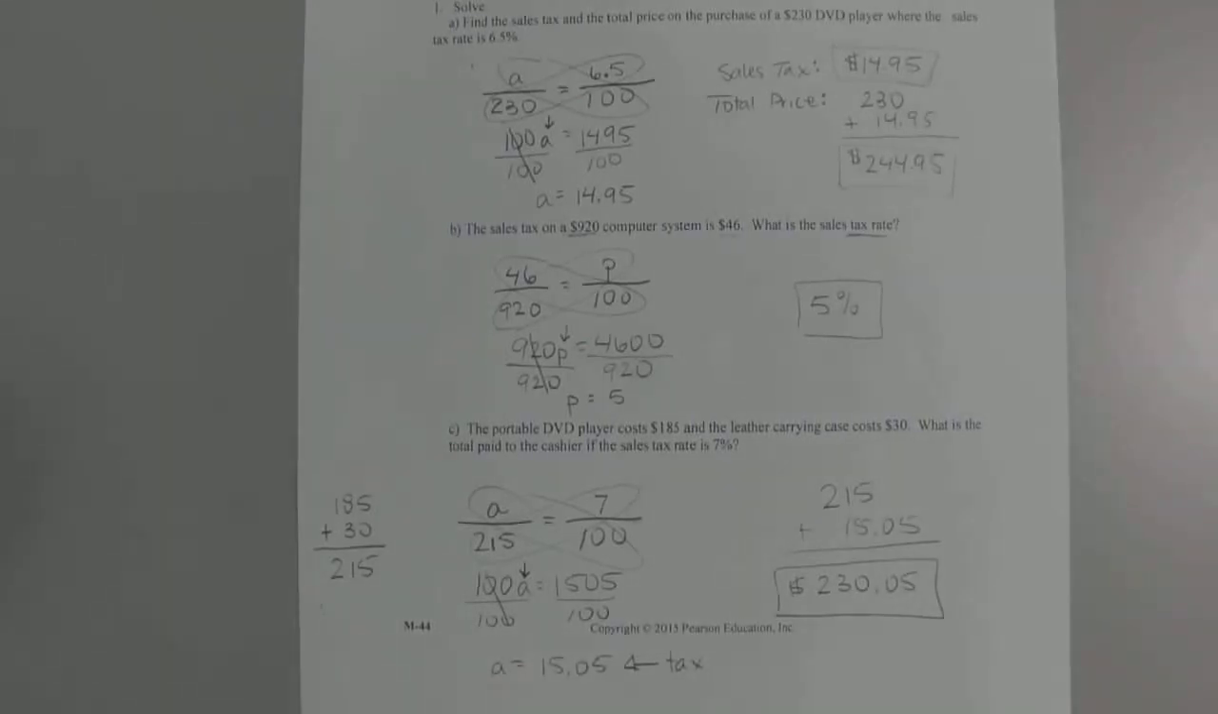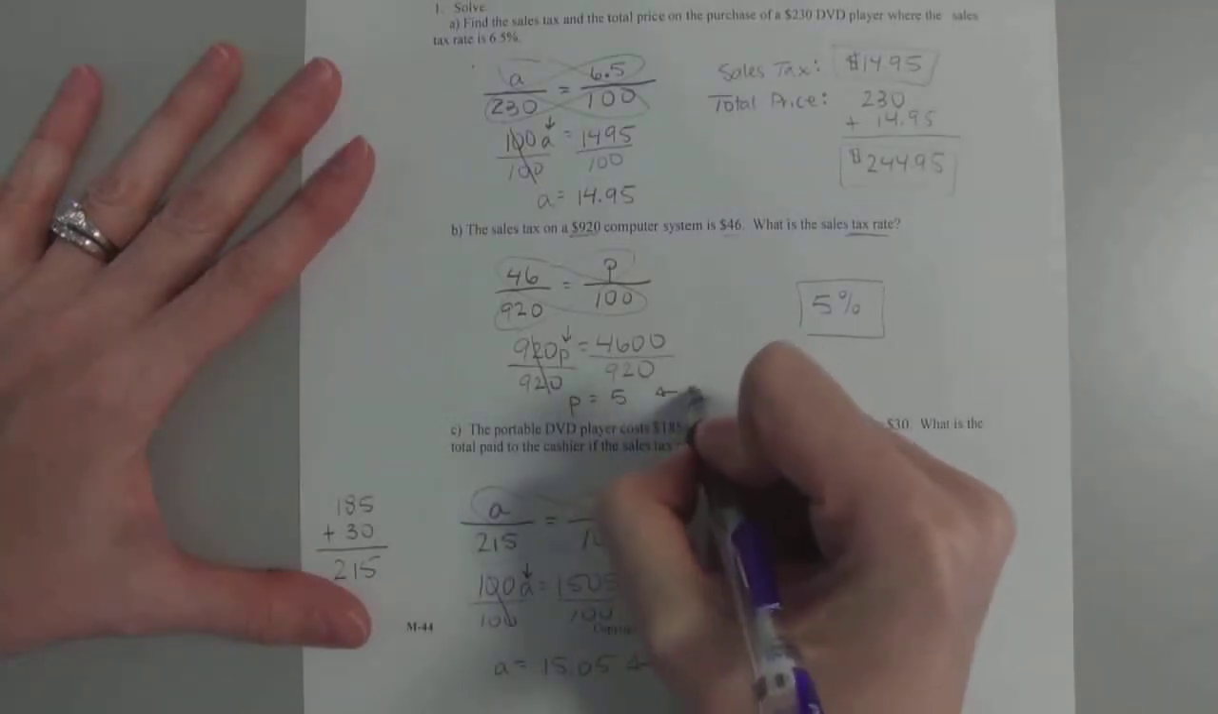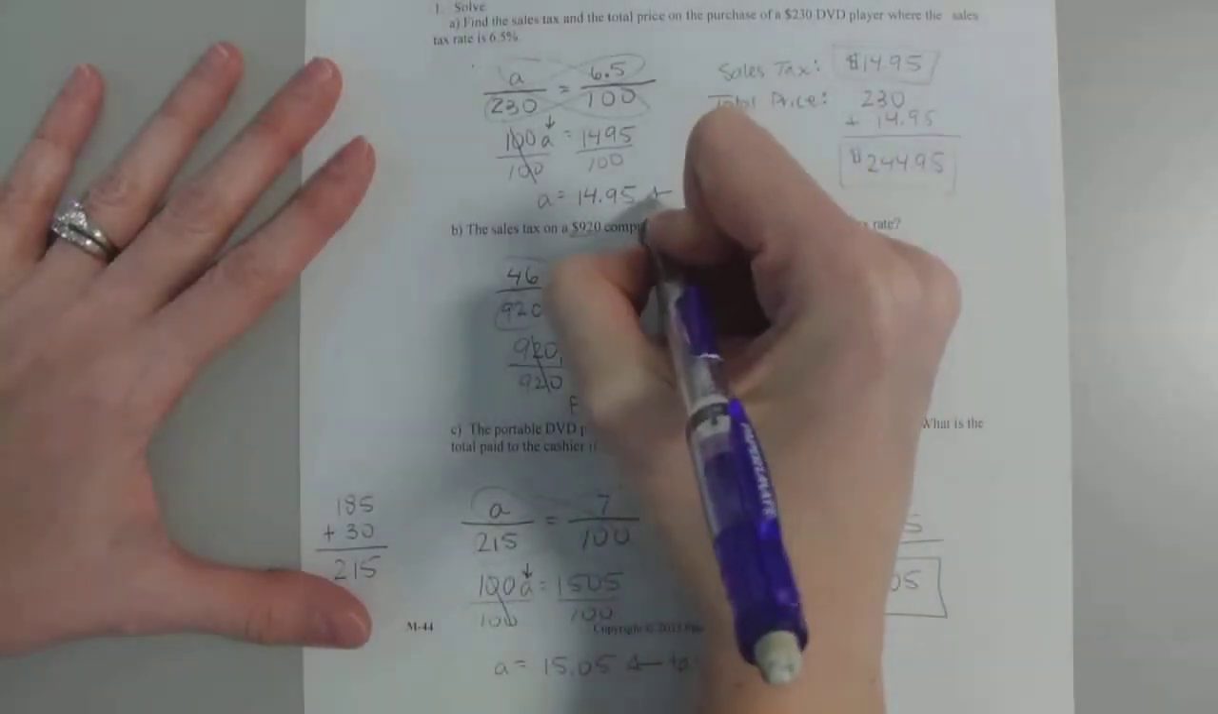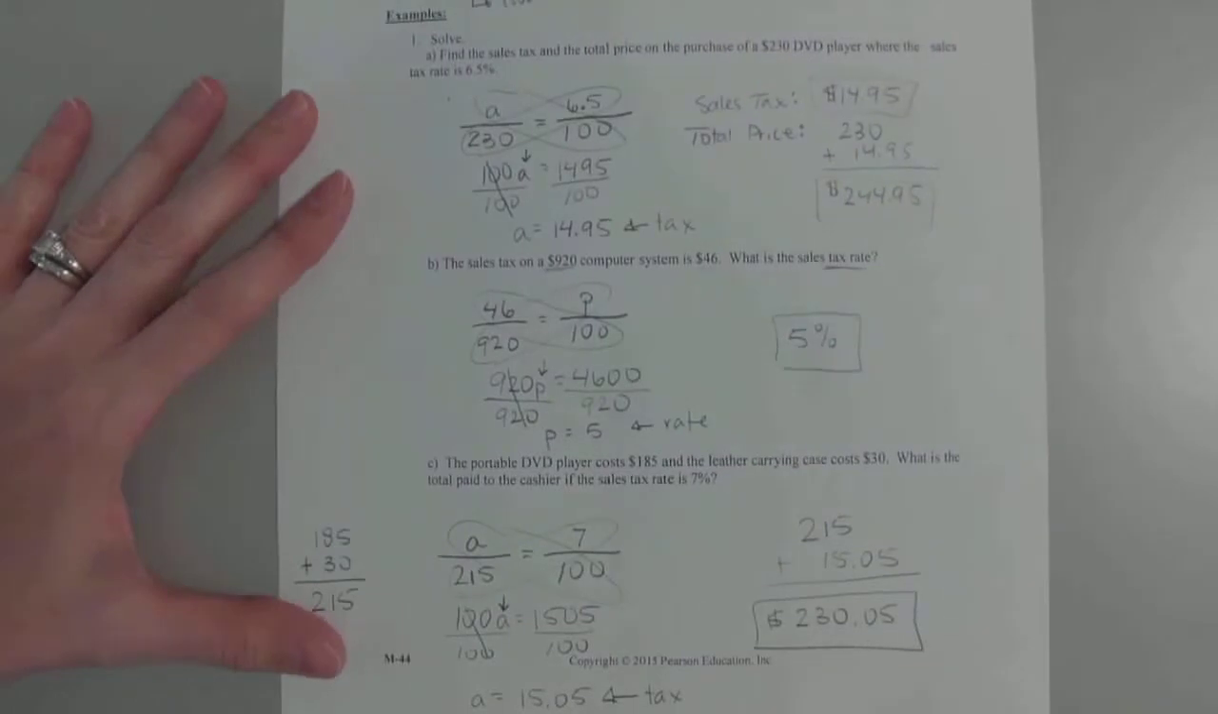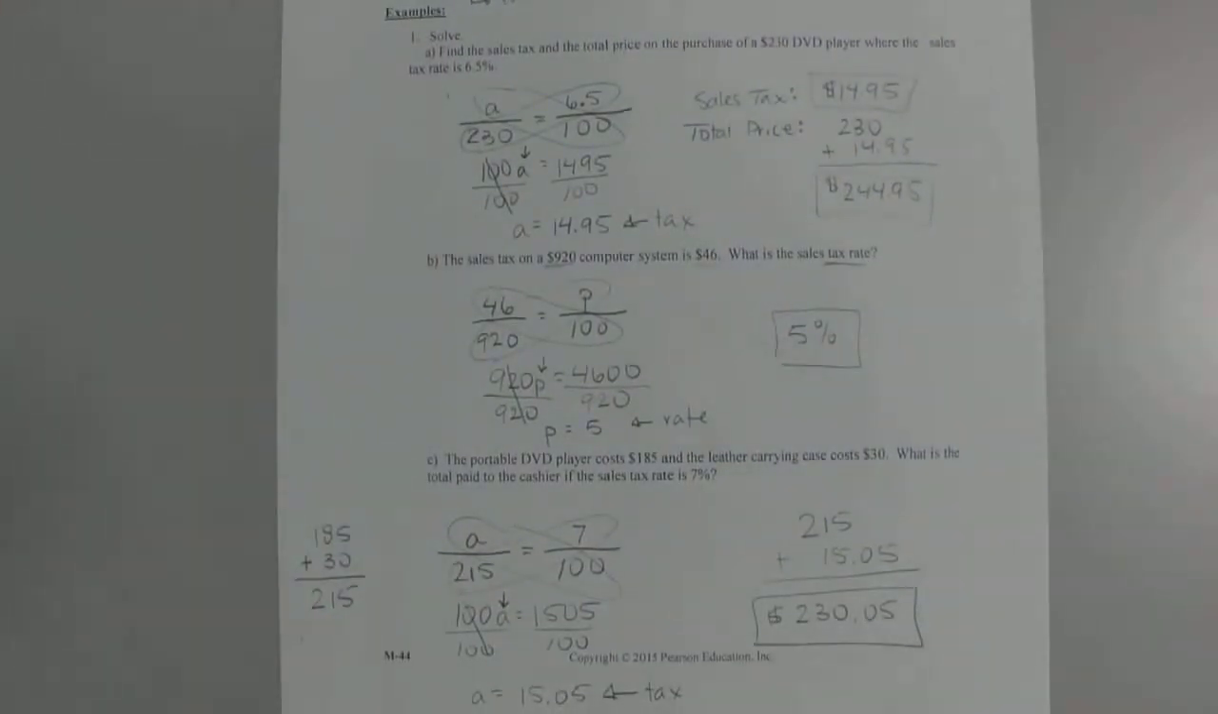So this is just the tax. I don't know if you want to label that. So that's just the tax. This is the rate. This is just the tax. You can label all that stuff, okay?